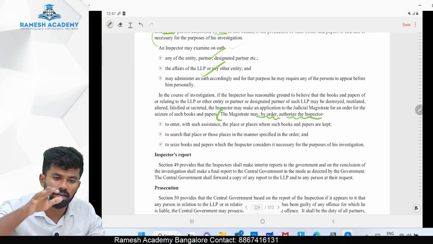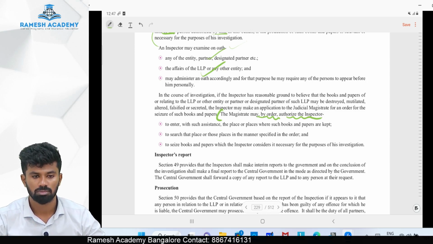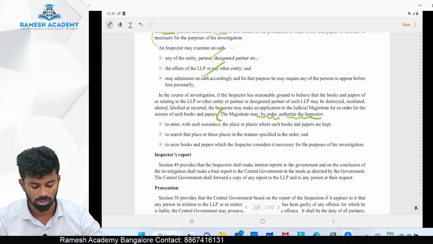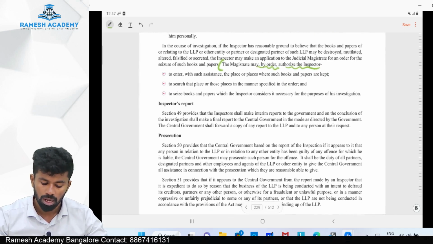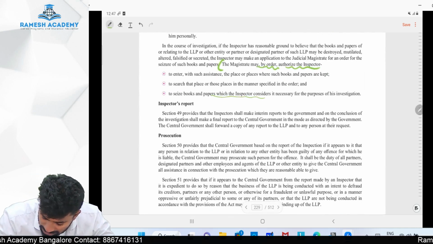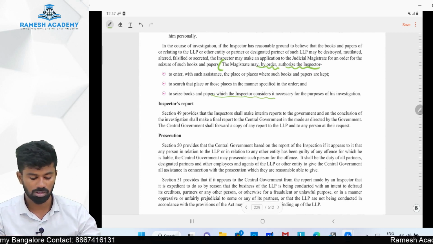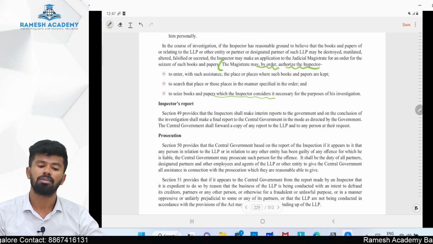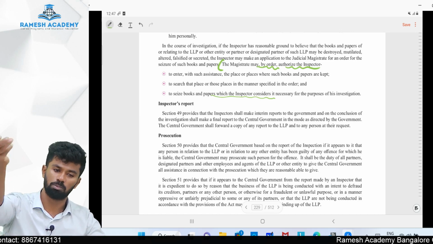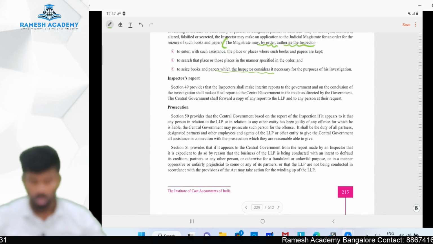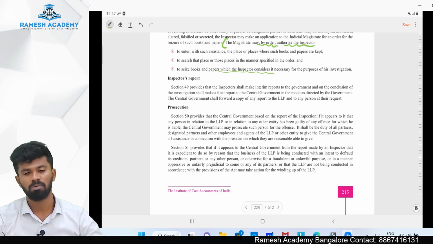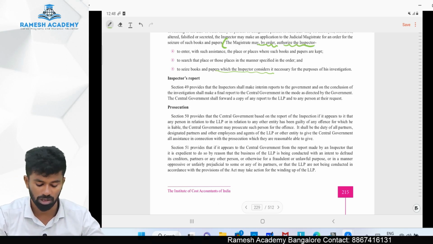The magistrate may by order authorize the inspector to enter any place with such assistance and to seize the books of accounts, search that place or those places in the manner specified in the order, and seize the books and papers which the inspector considers necessary for the purpose of his investigation. And then the inspector gives a report to the central government, and the central government may initiate a prosecution or may not initiate a prosecution. Means they may file a criminal case, or they may not file a criminal case.